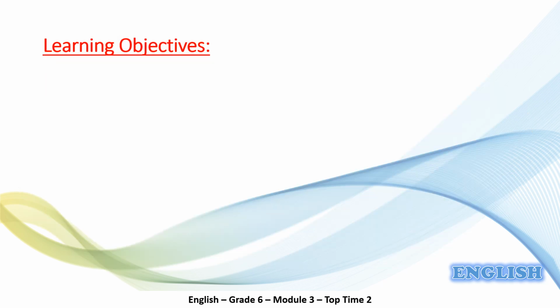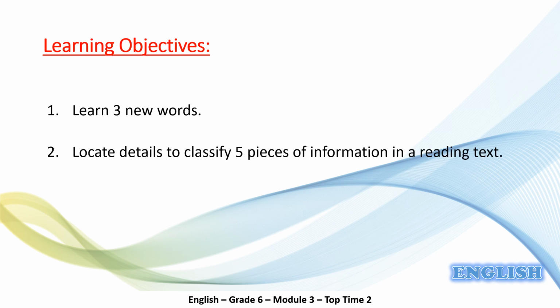As usual, you need to know why you're watching this video. In other words, you need to know the learning objectives of this lesson. Well, there are two learning objectives. Number 1, learn 3 new words. Number 2, locate details to classify 5 pieces of information in a reading text. Are you ready? So, let's get started with the following question.